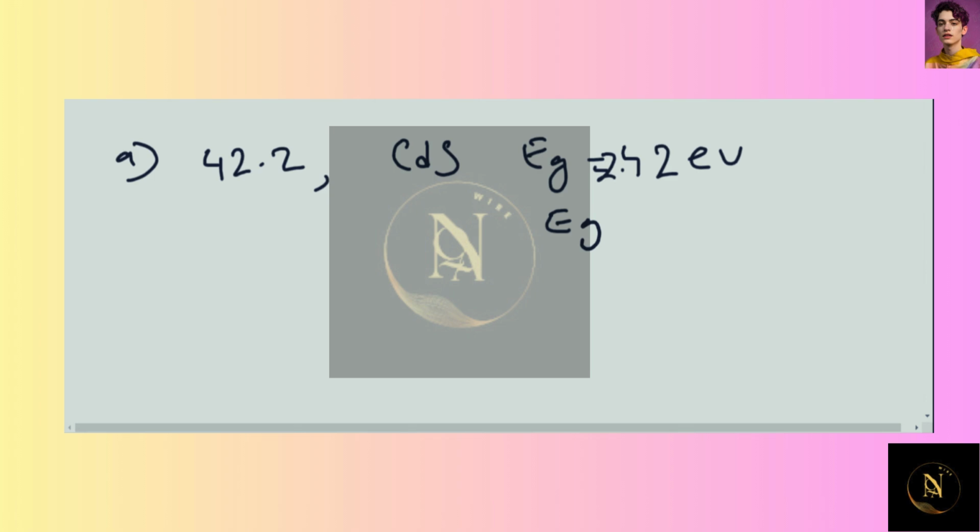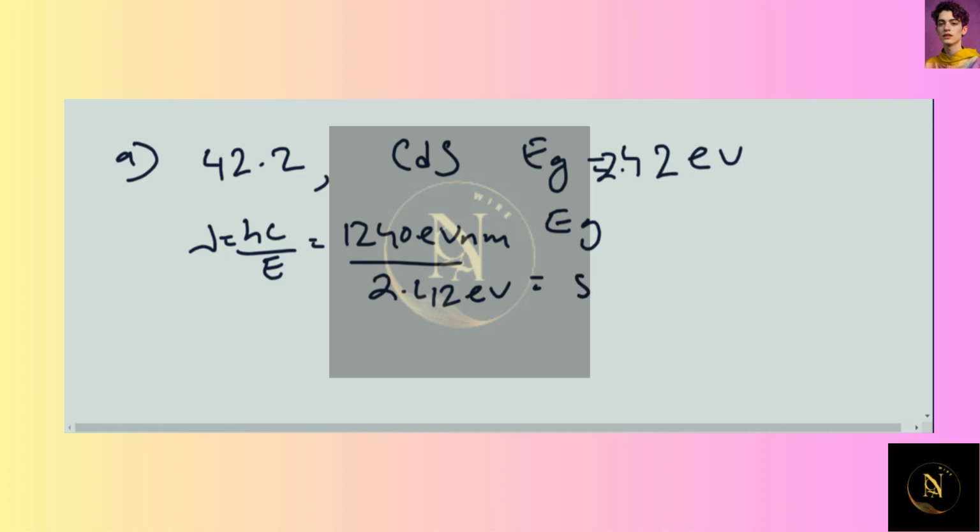The wavelength associated with this energy will be lambda equal to hc divided by E, where hc is 1240 electron volt nanometer. This divided by 2.42 electron volt gives us 512 nanometer. So the wavelength associated with this energy is 512 nanometer. Since the energy is inversely proportional to the wavelength, if we take the photon with energy greater than Eg, then we must take the wavelength shorter than lambda.